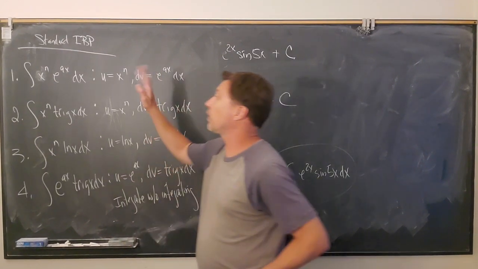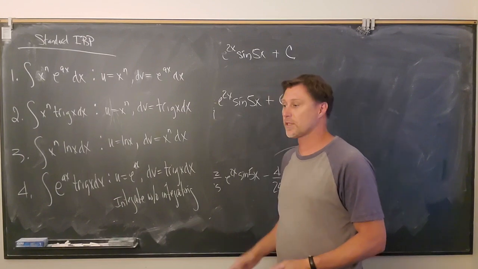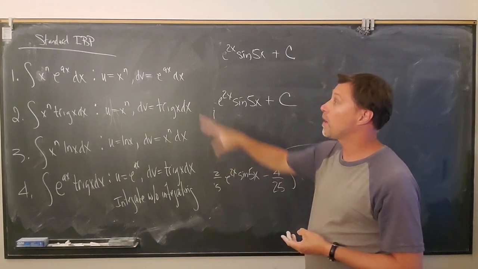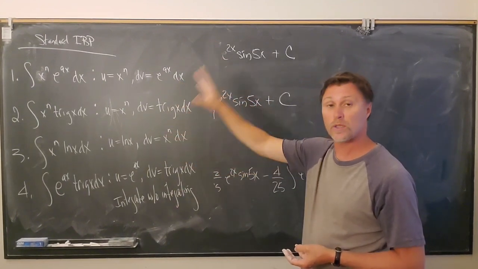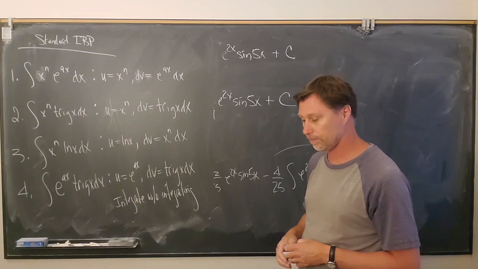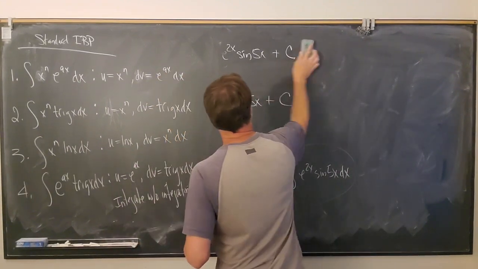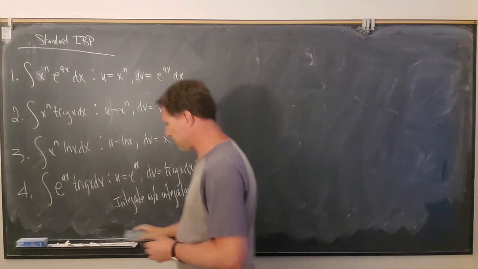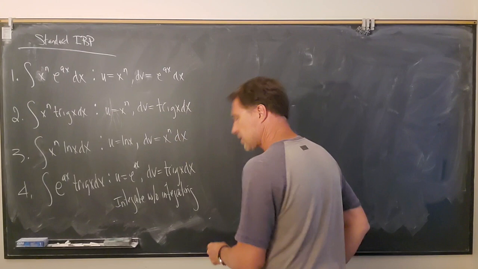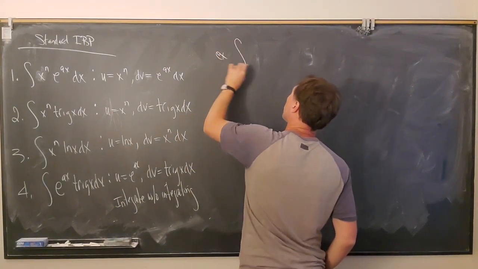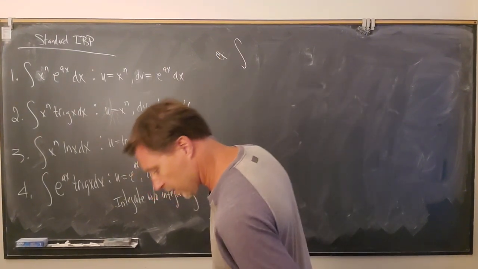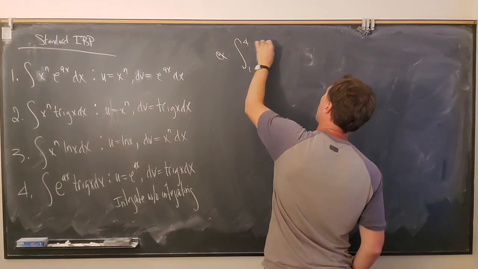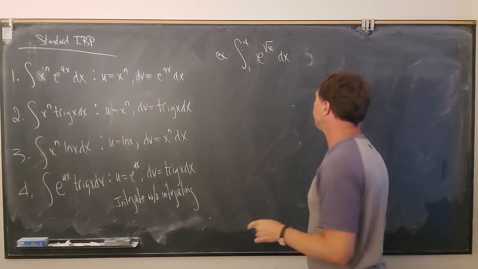Now, there are other situations where integration by parts shows up, right? And so I can't list every single combination of functions for which integration by parts is appropriate, but these are the 4 standard ones. When you see these ones, you think integration by parts immediately. Now, I want to do a couple of examples that aren't maybe quite as straightforward. So this first example, let's look at integral from 1 to 4 of e to the square root of x dx.